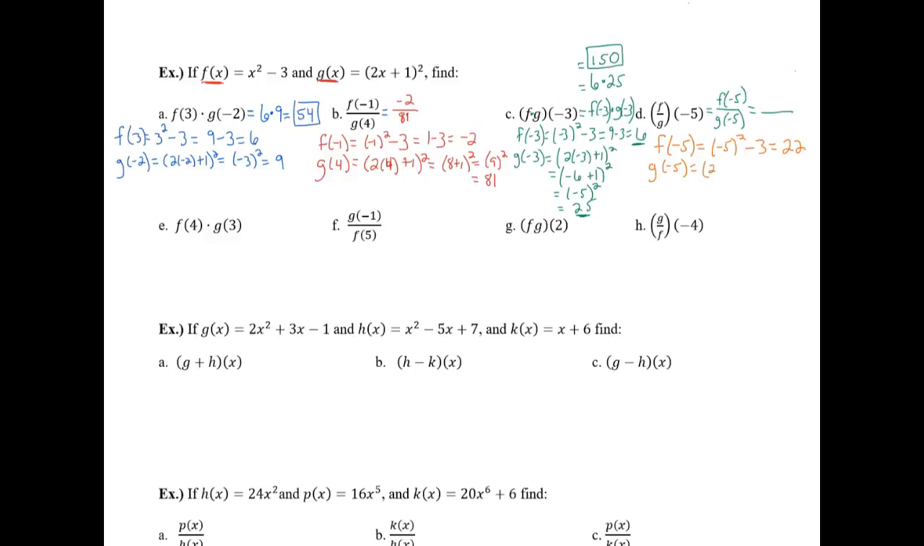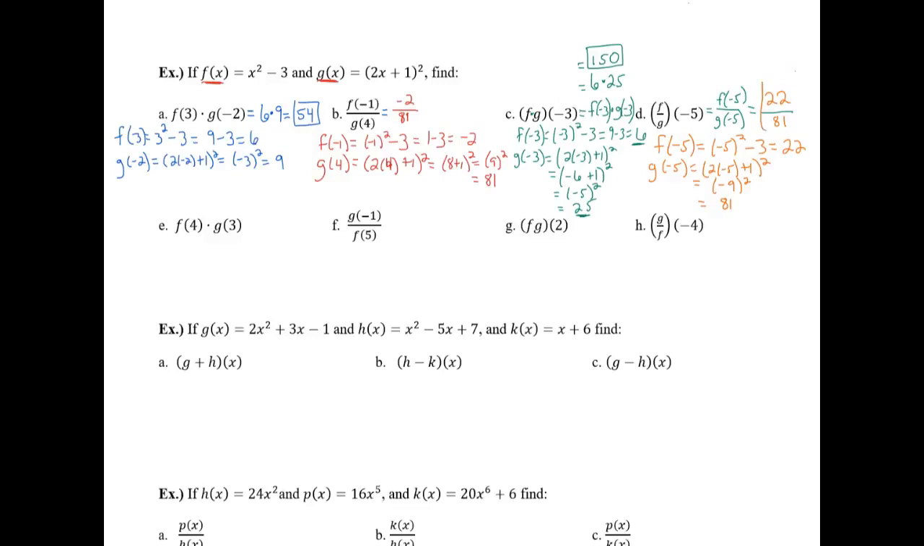So I have 2 times a negative 5 plus 1, which will be negative 10 plus 1, or negative 9. Right? Negative 10 plus that 1 gets me to negative 9. Square that, I get positive 81. A negative times a negative makes a positive. So I'll have 22 in the numerator and 81 in the denominator.